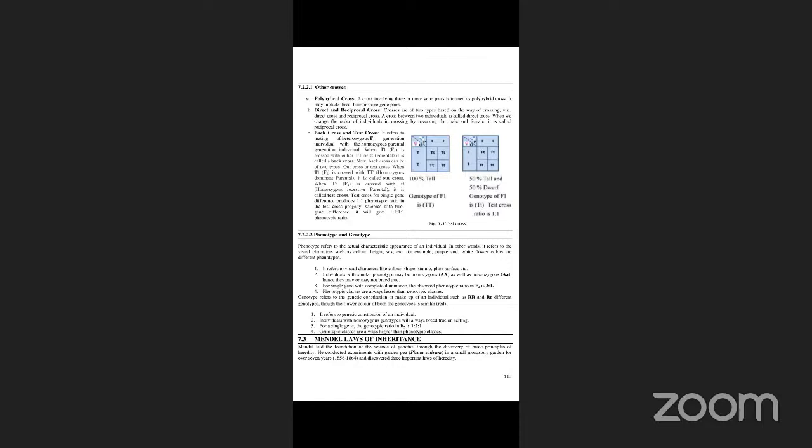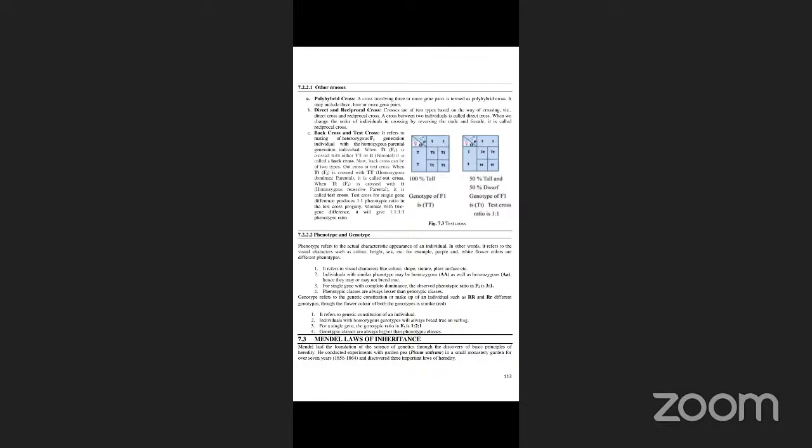So what happens? Capital T, small t is crossing with capital T. Capital T will definitely give only capital T, right? So the homozygous dominant parent gives only the gamete with capital T. Now this heterozygous F1 progeny gives capital T and small t. So here we get the combinations capital T, capital T is one combination, and capital T, small t is one combination. So we get two combinations.